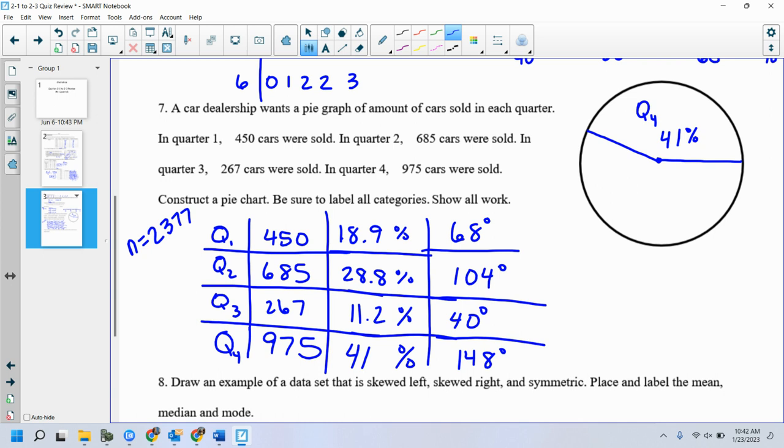Are you gonna want us to write the degrees, or is it fine if we just use the percentages? Show the degrees. Yeah, show the degrees. Show the work. What I mean when I say show all work is show the percentage and show the degrees.